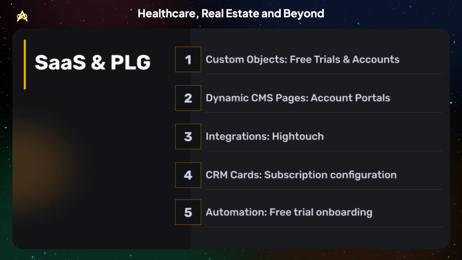For SaaS and PLG, you could build custom objects for free trials and accounts. You could build dynamic CMS pages for account portals so you can allow your users to see their account information and manage their payments. You can integrate HighTouch, which allows you to put user data from your product into HubSpot via reverse ETL. You can create a CRM card for subscription configuration. This is especially useful if you have a more complex subscription model like volume or usage based pricing.